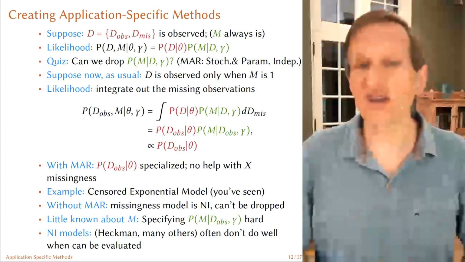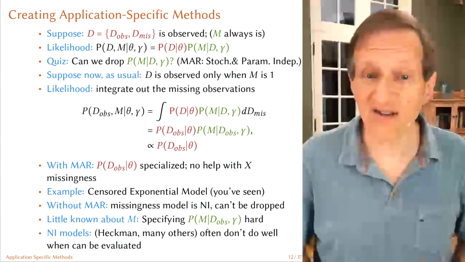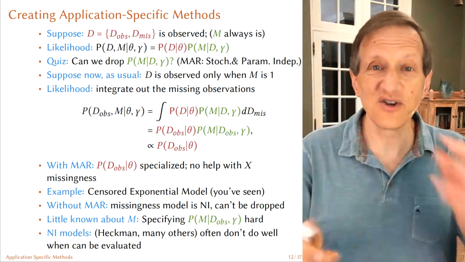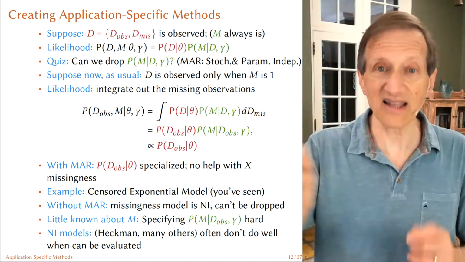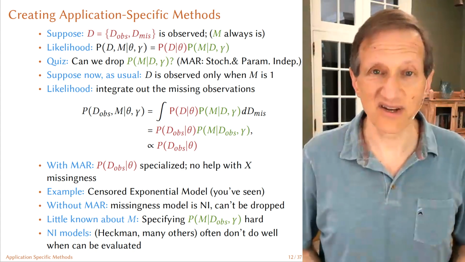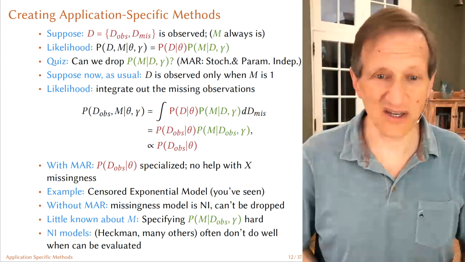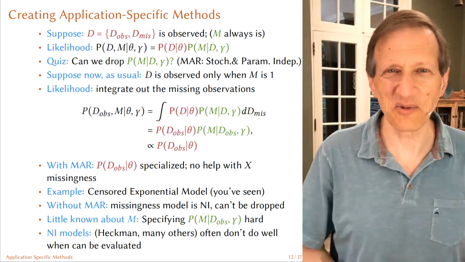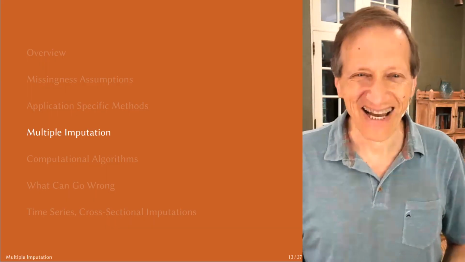Non-ignorable models, there are some. You may have heard of models of selection bias, Heckman selection models and things like that. They often don't do well because they are highly model dependent, and Jim Heckman recognized that recently, and shortly after he made that clear, he won a Nobel Prize for it, so good for him.